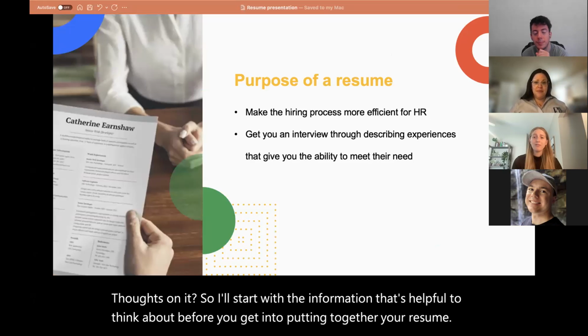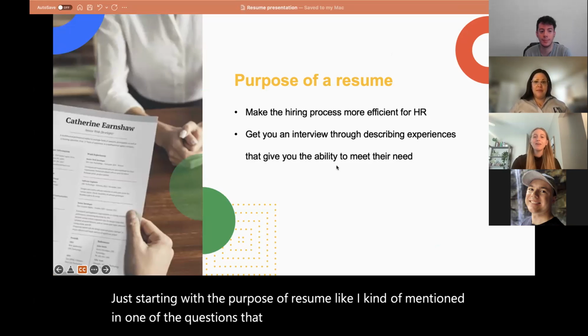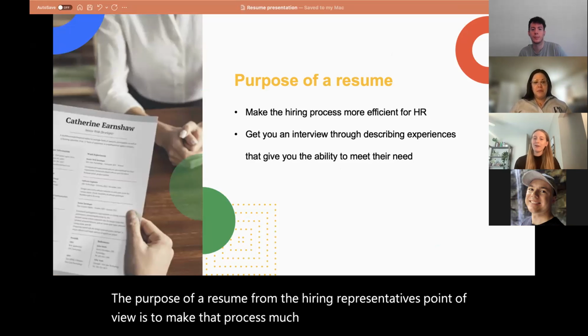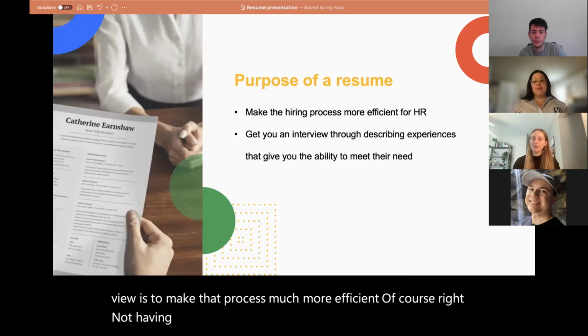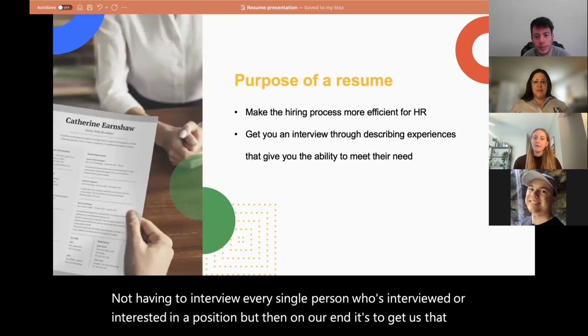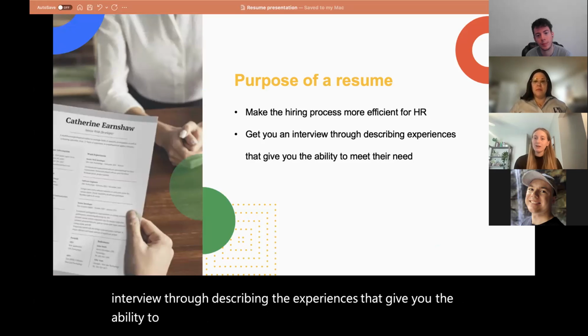Just starting with the purpose of a resume, like I kind of mentioned in one of the questions that Faith asked, the purpose of a resume from the hiring representative's point of view is to make that process much more efficient, of course, right? You know, not having to interview every single person who's interested in a position. But then on our end, it's to get us that interview through describing the experiences that give you the ability to meet the employer's needs.